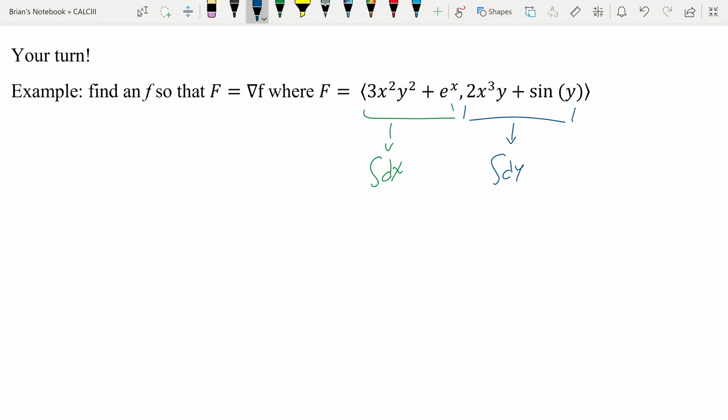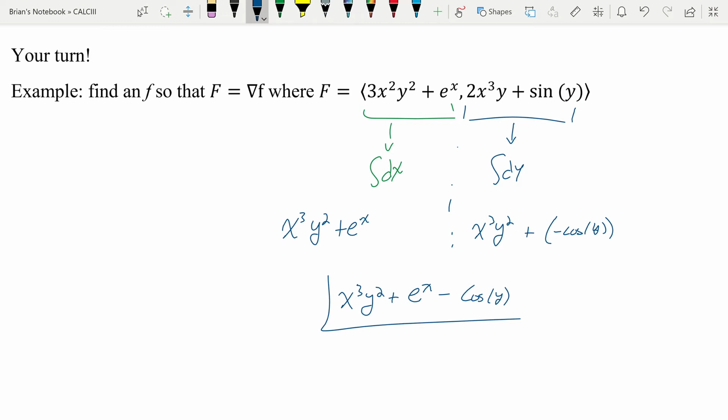All right, cool. So I'm getting answers from Caleb and Nathan. They got the same thing. Yeah, sweet. Let's do it, and we'll see if we all got the same thing. So we'll take the integral with respect to x. So we've got x cubed y squared plus e to the x. They made that easy. And then our second one is we'll take the integral with respect to y. So we'll get x cubed y squared, perfect, plus negative cosine of y. And if we combine those together, we get x cubed y squared plus e to the x minus cosine of y. Nice job, guys.